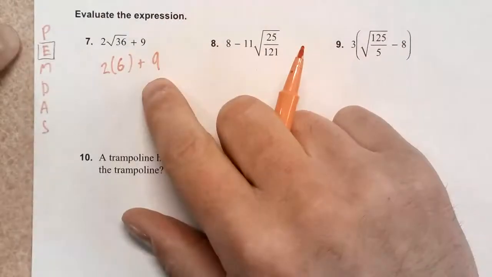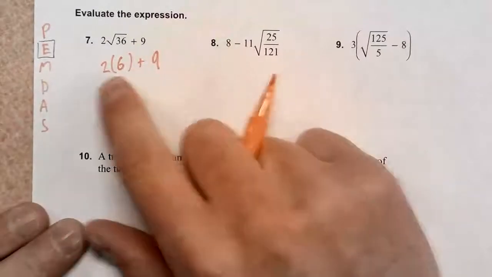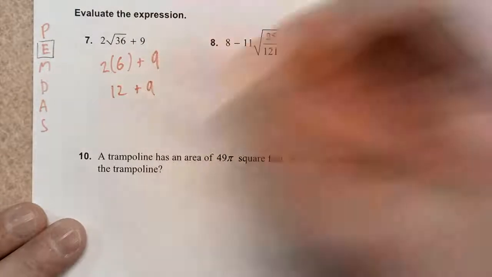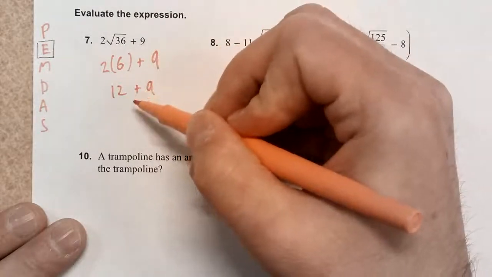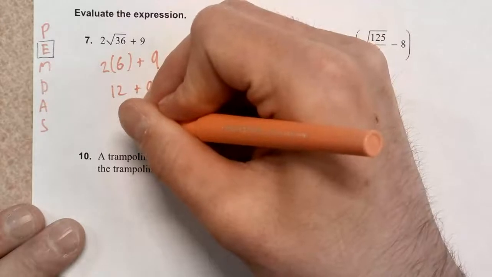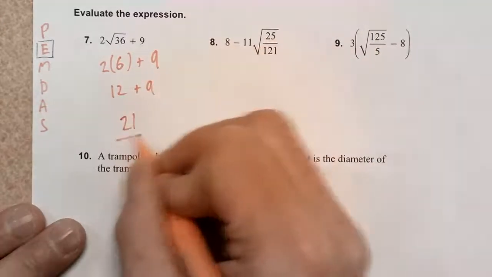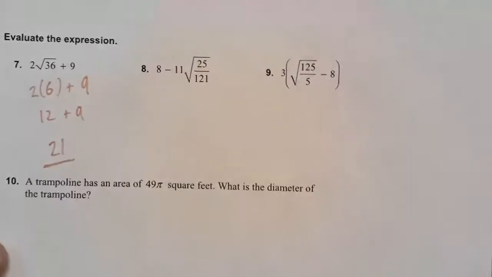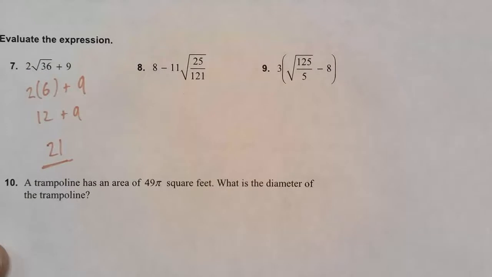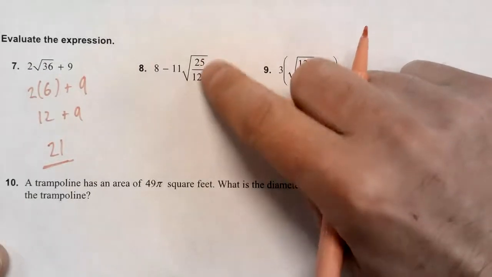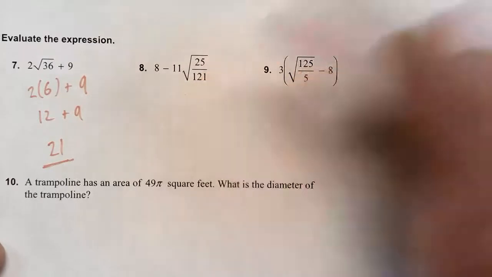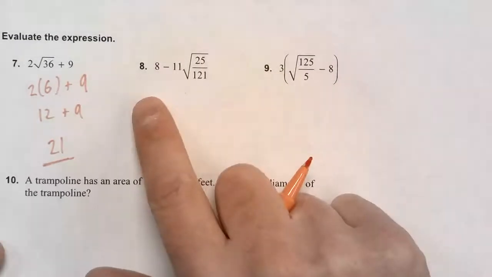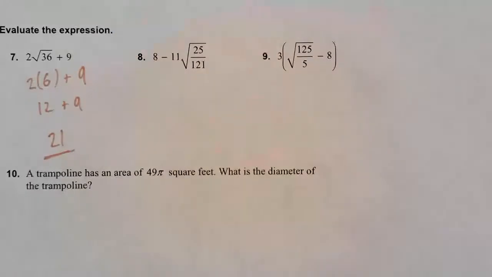And now, again, I'm just following the order of operations. 2 times 6 is 12. And now the only operation left is addition. Let's add those together and get 21. And that is my final answer, evaluating the expression. So over here, number 8, there aren't any parentheses. Once again, I want to do the square root first. So I would like to ask you to pause the video for a second and do your best to evaluate these next expressions.